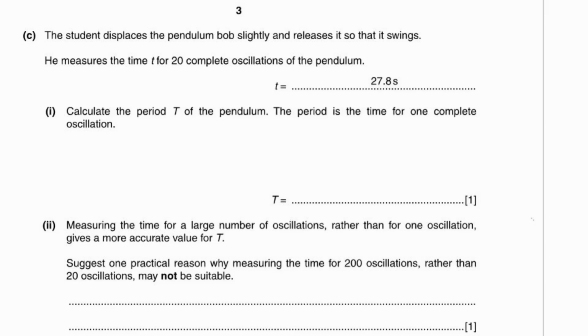C. The student displaces the pendulum bob slightly and releases it so that it swings. He measures the time t for 20 complete oscillations of the pendulum. 1. Calculate the period, capital T, of the pendulum, and the period is the time for one complete oscillation. Alright, well, if we have the time for 20, then the time for 1 will be given by the time for 20 divided by 20. There we are.